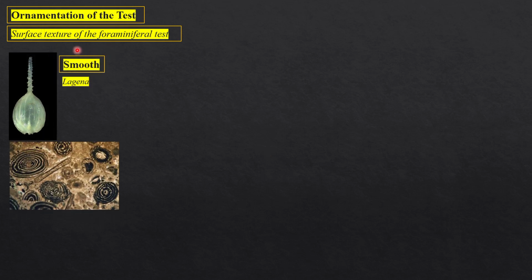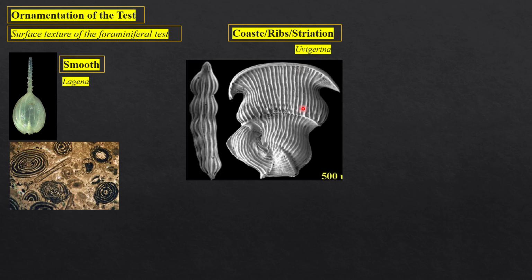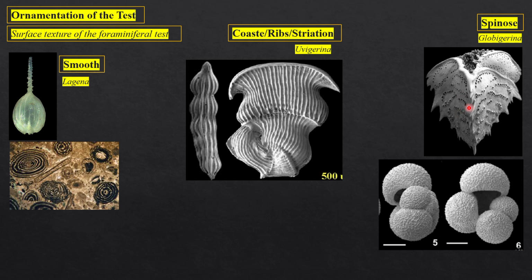Now the ornamentation of the test, like different surface textures or ornamentation of the forms. Smooth, then Ligina shows this wave-like or ripple striation. We have an example of this genera. Spinose, most of the planktonic forms, the spinose is the Globigerina spinose.